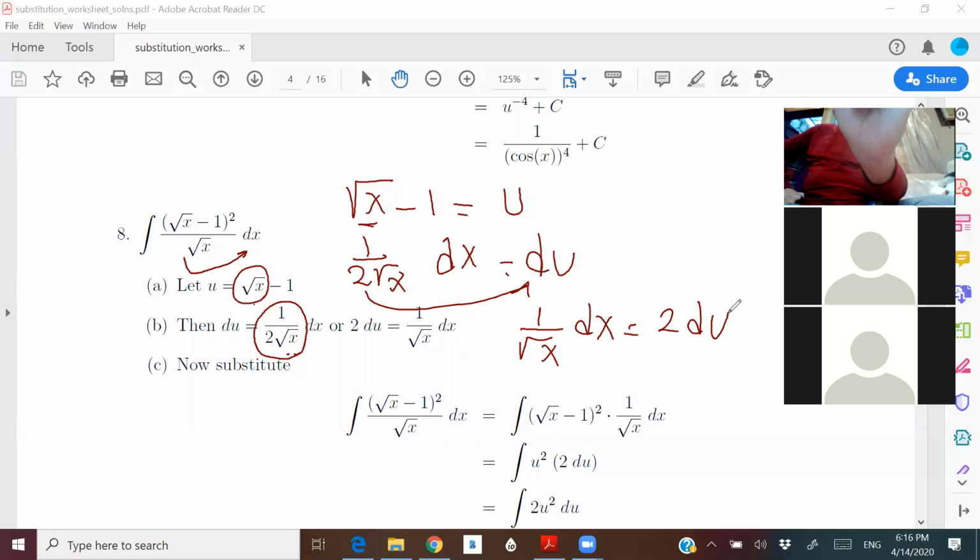Again, we have two replacements, as we know. One for radical x minus 1 squared, I'm going to replace it by u squared. And 1 over radical x dx, which is 2 du.